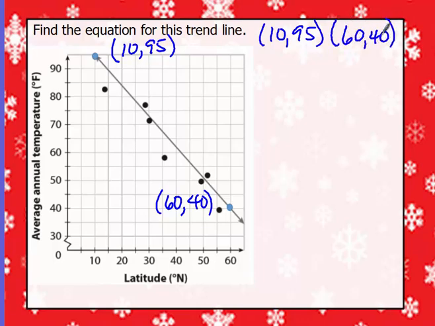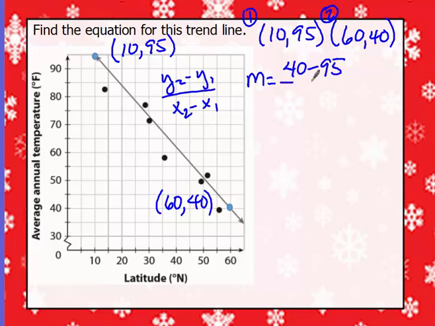And now, first thing I need to do is find my slope. Well, we know the slope is found by using the formula y2 minus y1 divided by x2 minus x1. And if you remember in the lesson that we did with that, I told you to identify one point is 1, the other point is 2, and then that tells me that in 1, this is my x1, y1, and this is my x2, y2. So now I start plugging in my values. So my y2 is 40, minus my y1 is 95, over my x2 is 60, minus my x1 is 10.